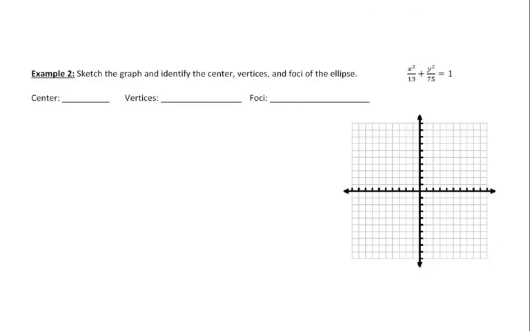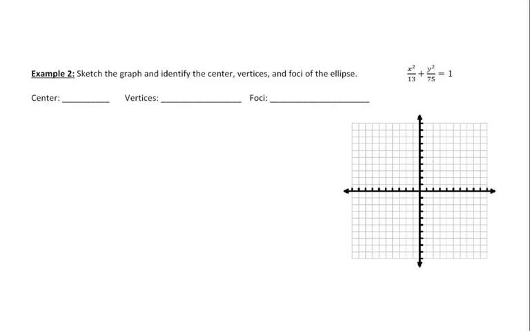So let's take a look at another example here. Example 2, we want to sketch the graph and identify the same information. So I look at my equation here. I have x squared over 13 plus y squared over 75 is 1. The major difference here is the numbers in the denominator of my variables are not perfect squares.